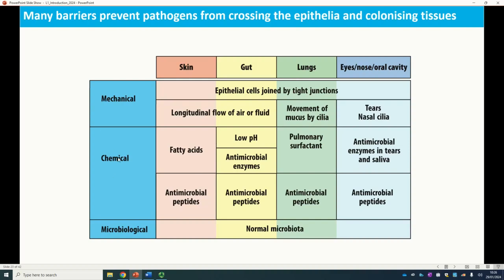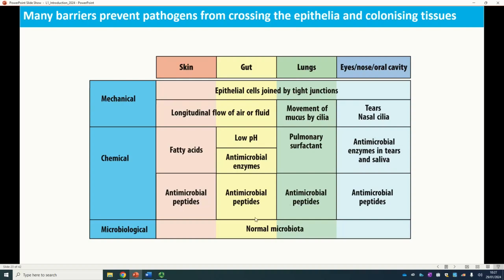In terms of chemical barriers, we have fatty acids on the skin. And then in the gut, we have low pH, obviously, so that will destroy most pathogens that enter through the mouth. In the lungs, we have surfactant, which helps. And then we also have antimicrobial enzymes in the tears, but we can also find them in the gut as well. And that plays a really important role.